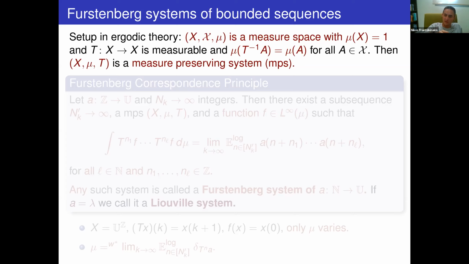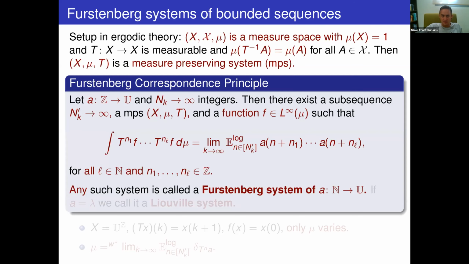You can think of rotations on the circle if you want, or the doubling map, or some unipotent transformation of the torus. I will mention some examples later. These are the structural examples, or the Bernoulli shifts that I will mention later. These are the random examples. Any such triple, we call a measure preserving system. These are the things that we want to construct. And ergodic theory is the study of properties of measure preserving systems. It's a very abstract setup. So here is this correspondence principle of Furstenberg, that he initially used in order to prove Szemerédi's theorem.